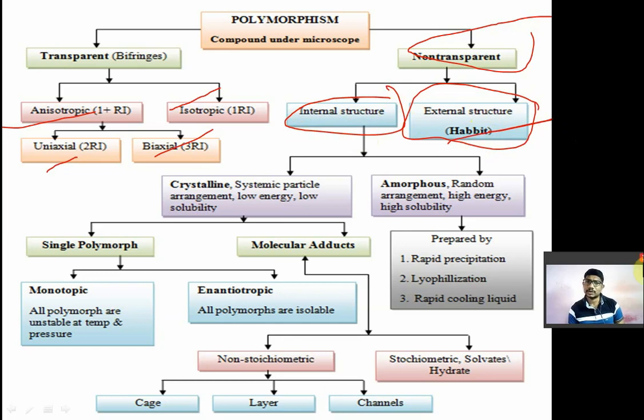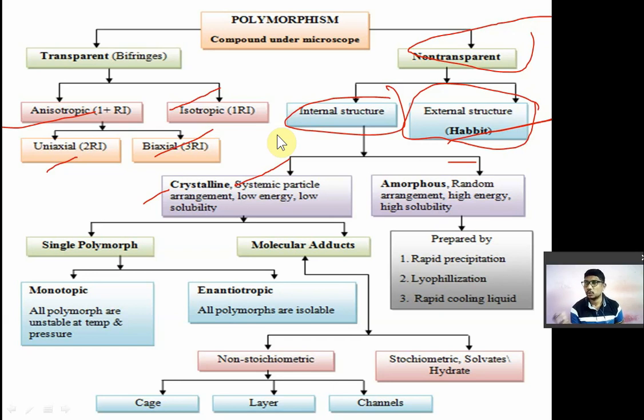Internal structure is divided into two subtypes again. So internal structure may be either crystalline solid or amorphous. So crystalline means what? Crystalline form of your compound means the particles of that compound are arranged in a regular geometric fashion, or there is a symmetric particle arrangement in the crystal lattice. So that is known as crystalline.